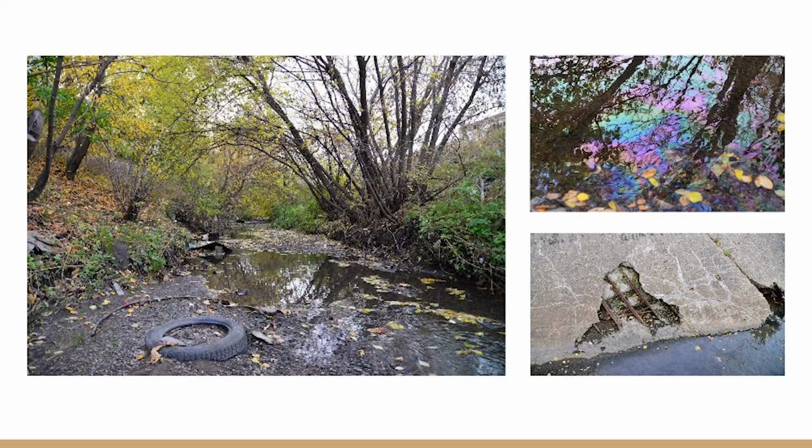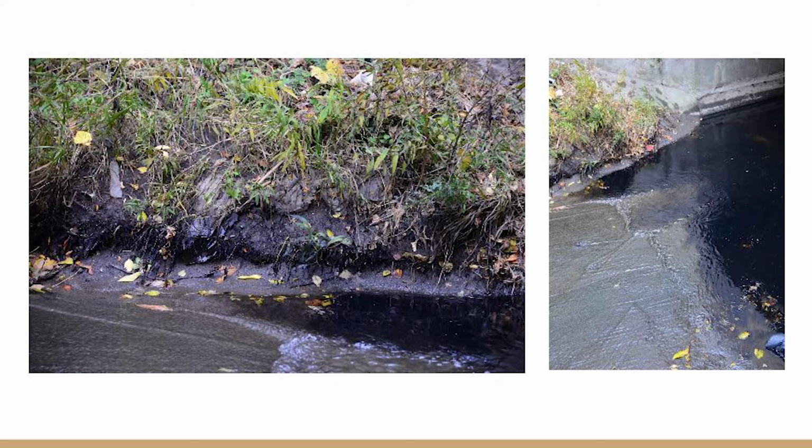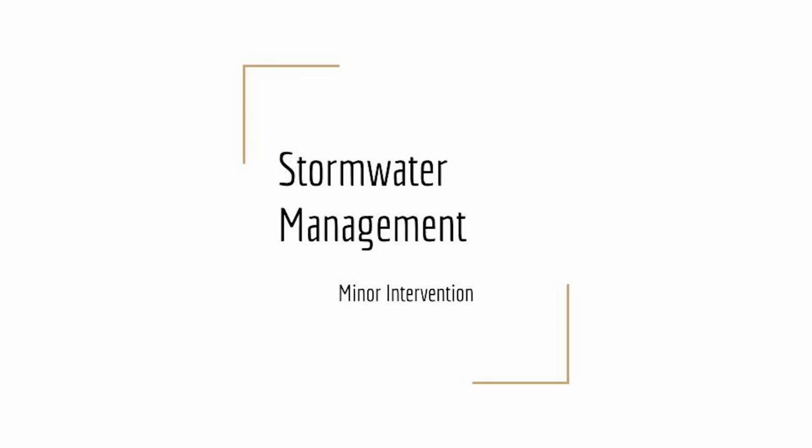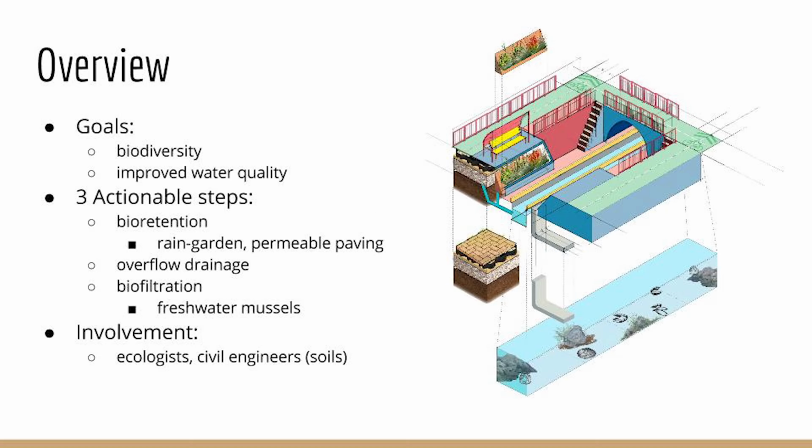From these site surveying photos, it is very clear that the creek is heavily polluted by the nearby industrial buildings, because our site doesn't have any means for stormwater management. Therefore, given the context, our minor intervention stage focuses primarily on stormwater management. Our objective is to add to the biodiversity and improve our water quality through 3 actionable steps.